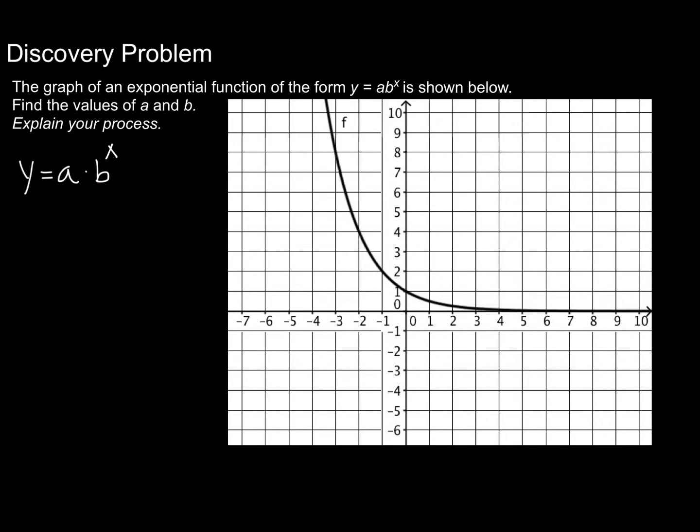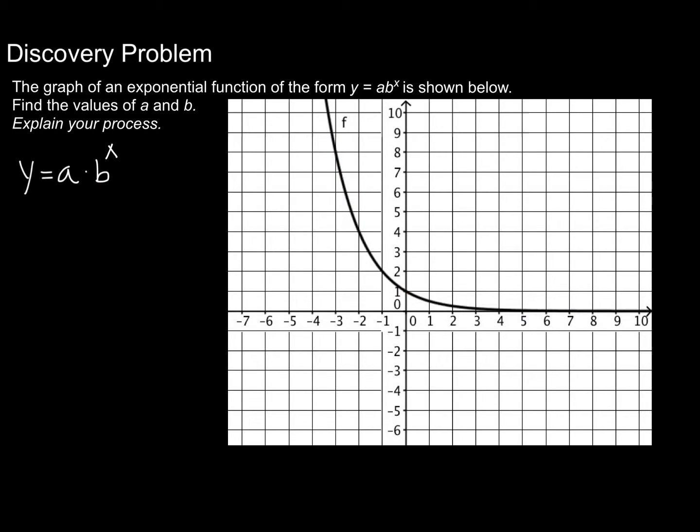So what we need to look at here is what type of function do we have? Do we have an exponential growth or an exponential decay? And then if we can determine how it's growing or how it's decaying, we'll know what the base should be. So let's take a look here. This is clearly an exponentially decaying function.